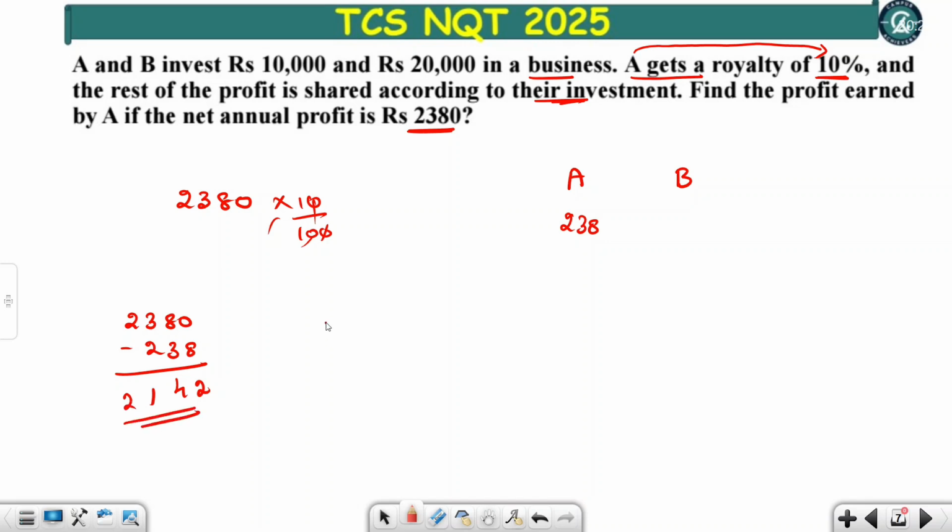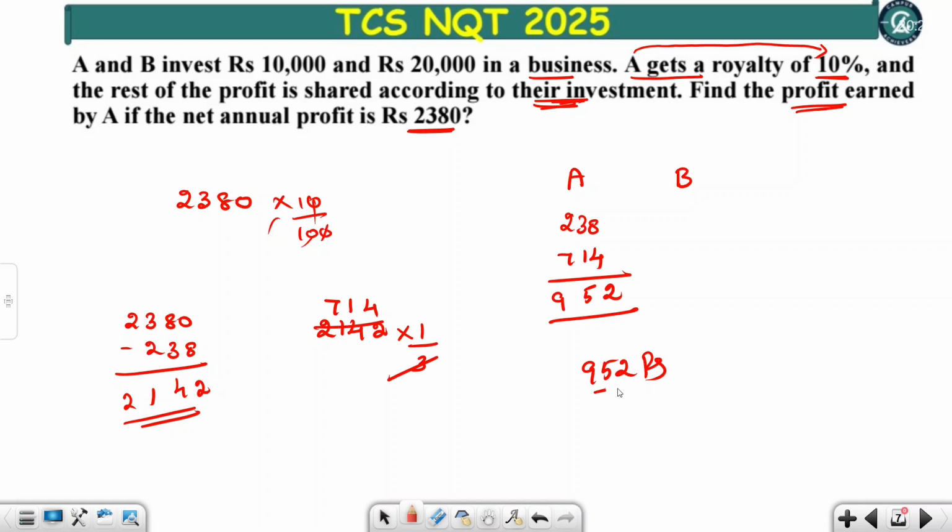Now they want to divide this 2142 based on their investment. Based on their investment, that is 1:2. So into 1 divided by 3. Okay, so 714. So A will be getting an extra 714 rupees. So what will be the thing here? So this is 2, and here it is like 5, and it is like 9. So what is the question? The profit earned by A is nothing but 952 rupees.